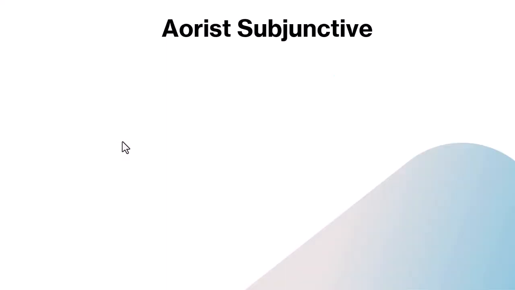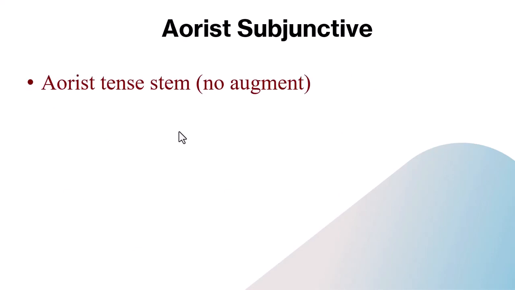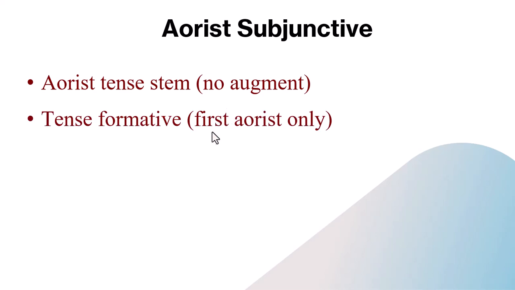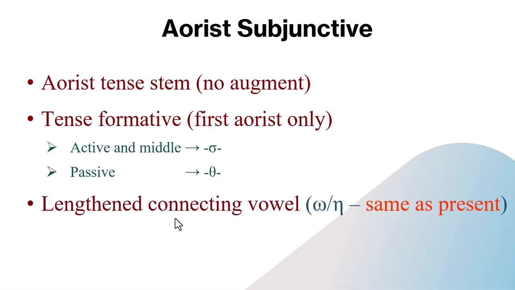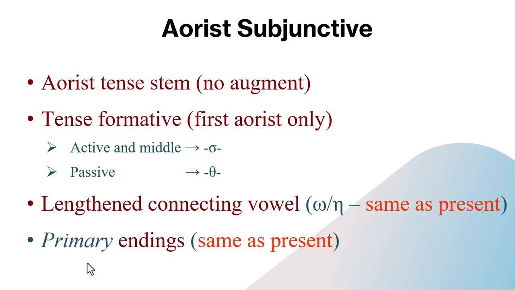Now we also have aorist subjunctives, and these have the aorist tense stem with no augment, the tense formative, which is only for first aorist. For the active and middle, the tense formative is a sigma, and for the passive, it's a theta. And then we also have the lengthened connecting vowel. Those would be the same as the present tense. And we use primary endings. So aorist indicative uses secondary endings, but the aorist subjunctive uses primary endings, the same as the present tense.